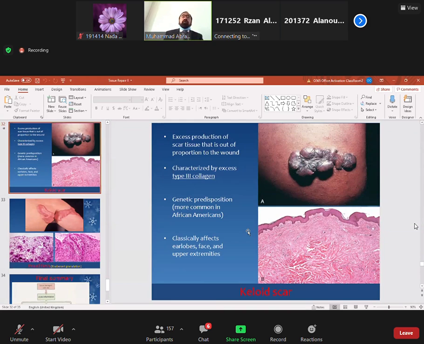Exuberant granulation tissue basically is granulation tissue which is exuberant, meaning excessive. In keloid, it's the proliferation of the collagen, which is collagen type 3. In exuberant granulation, it's not the collagen that is proliferating, it's the granulation tissue itself, right? Is it okay now?